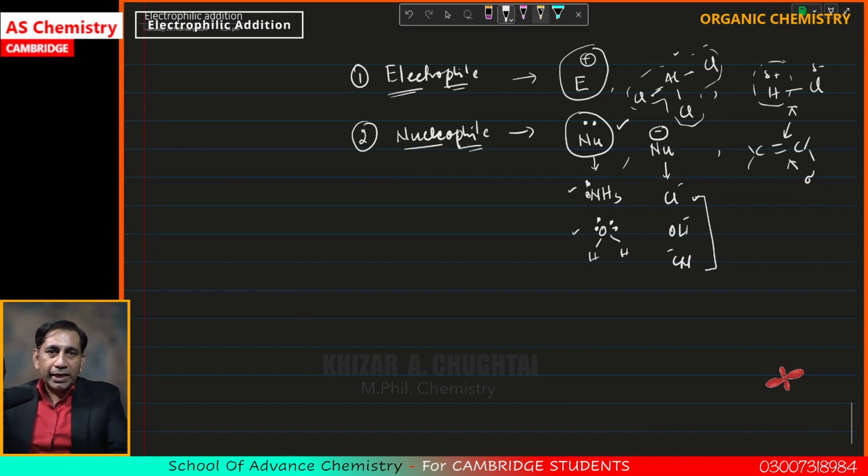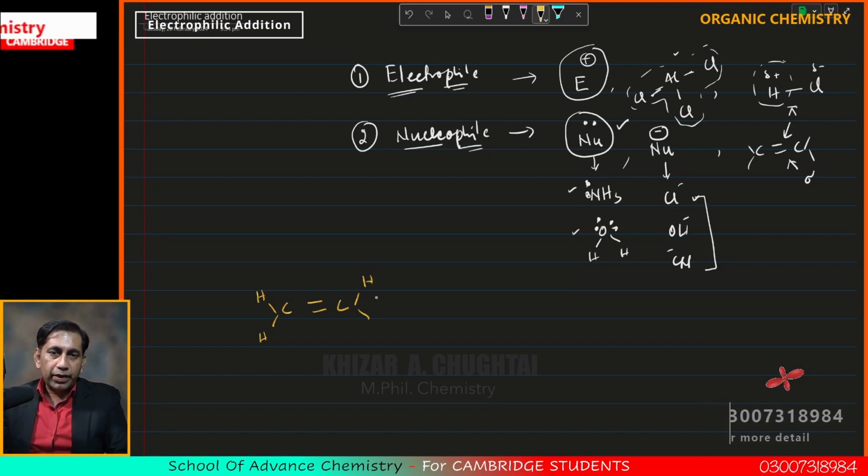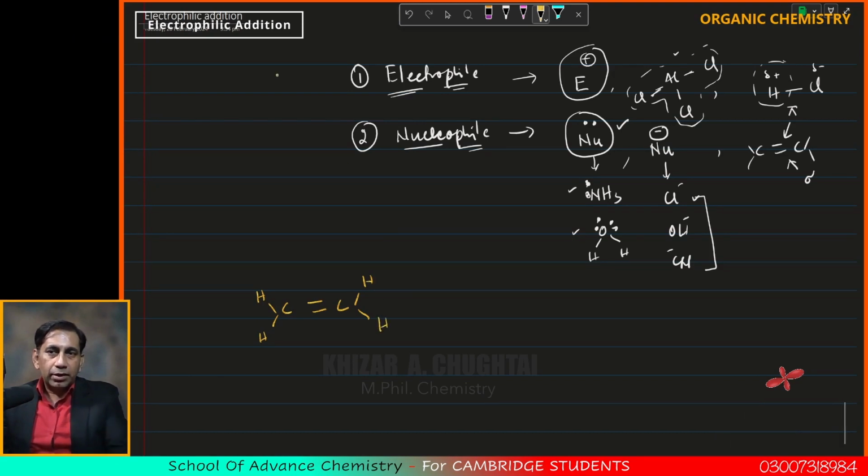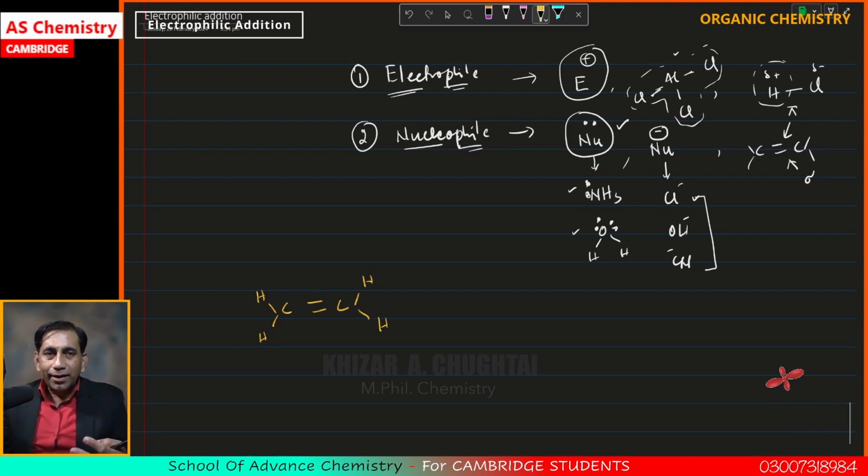Now the next thing is how to write the electrophilic addition. It is the property of the carbon-carbon double bond that whenever it reacts with any other species for an addition reaction, it is going to react with an electrophile. As I told you, this carbon-carbon double bond behaves as a nucleophile, so definitely it will attract an electrophile.